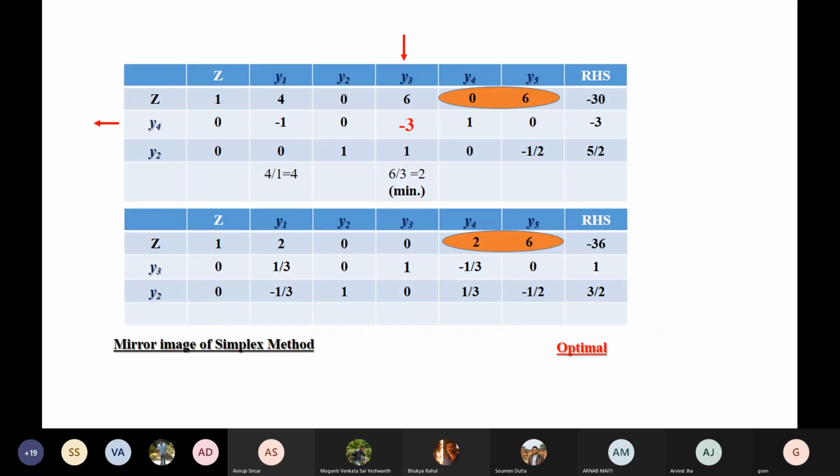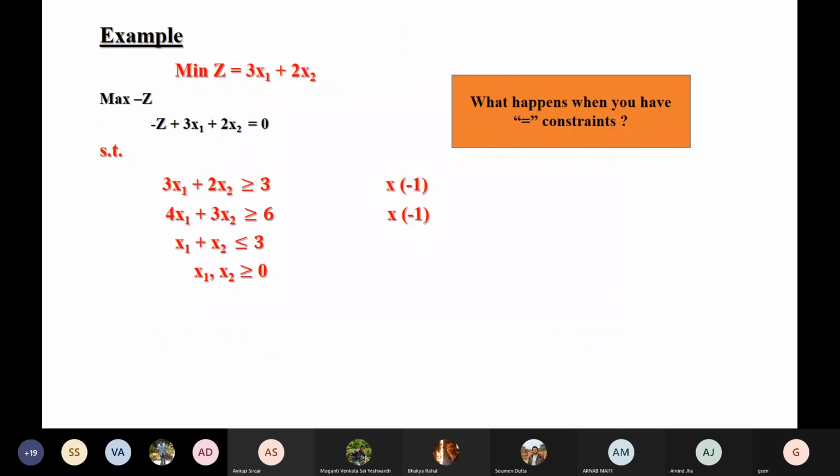Okay. Now, you try for this example. Suppose this problem is given: Max or min z = 3x1 + 2x2 subject to these constraints.